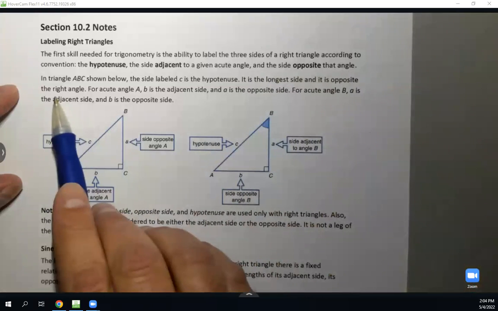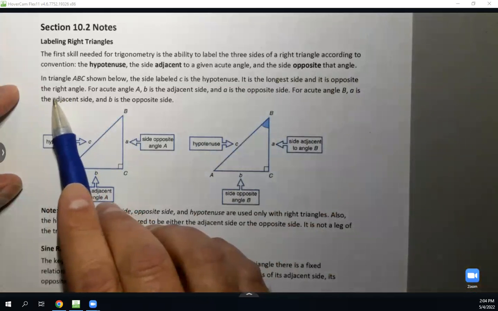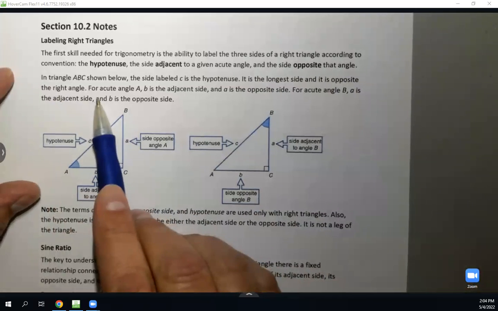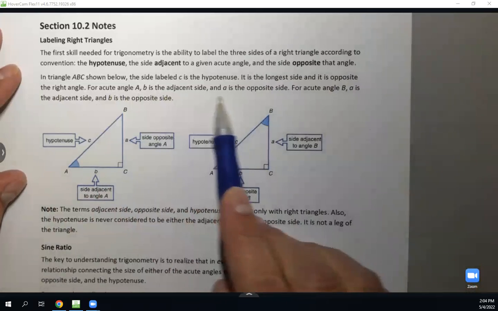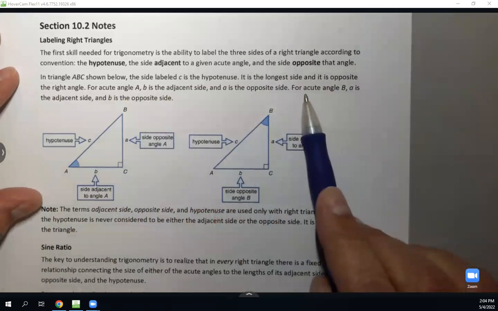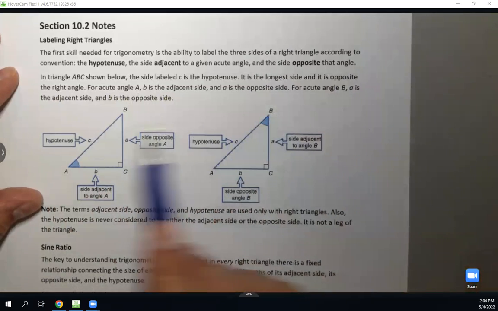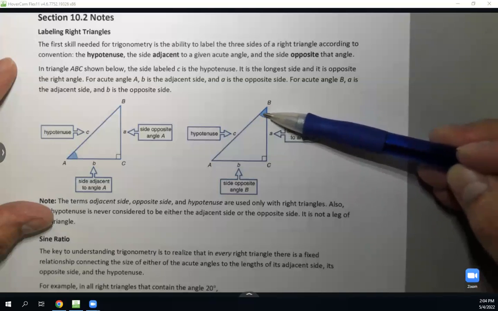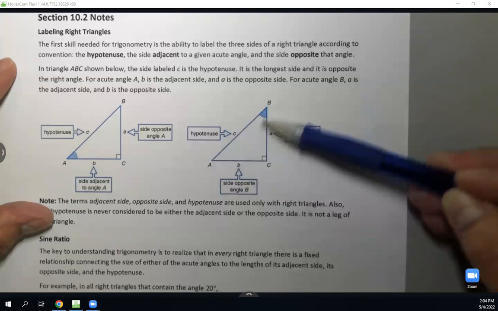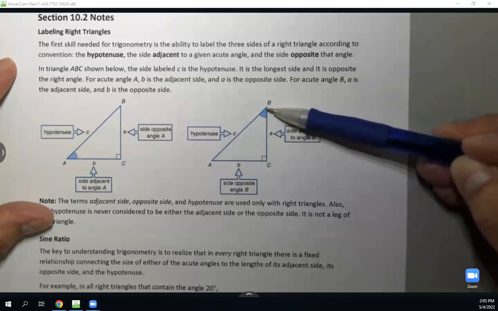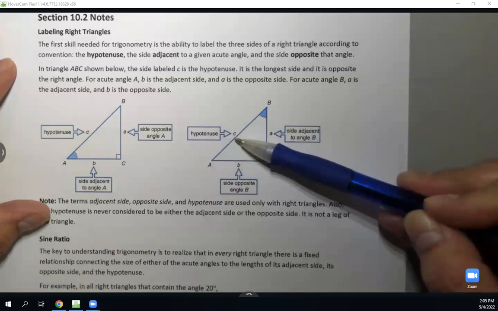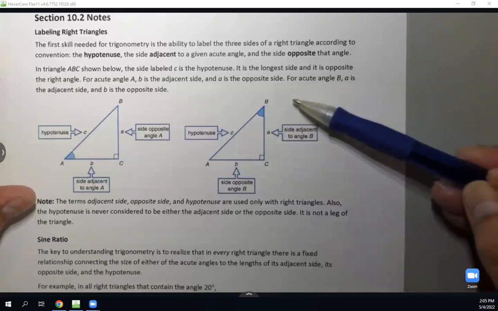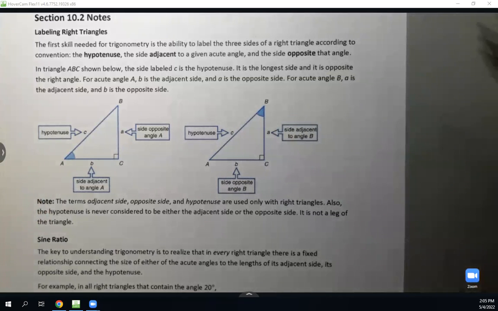For acute angle A, B is the adjacent side and A is the opposite side. If we're looking at acute angle B, A is the adjacent side and B is the opposite side. So if we're looking at angle B here, then side B over here is opposite angle B and side A is adjacent. The hypotenuse will never be the opposite or the adjacent. Does that make sense?